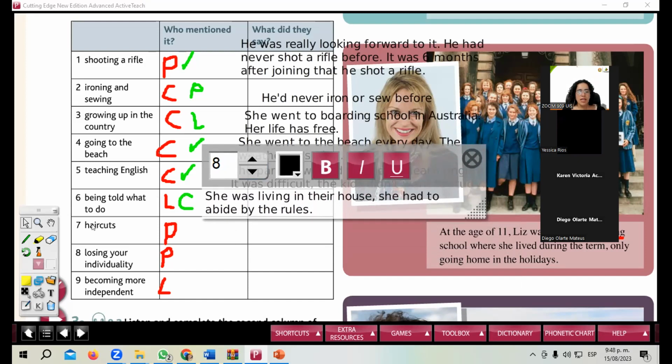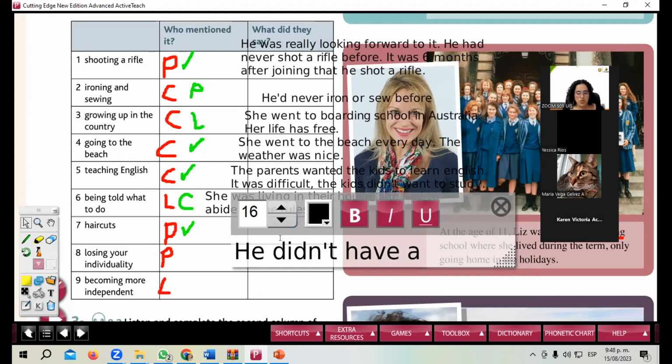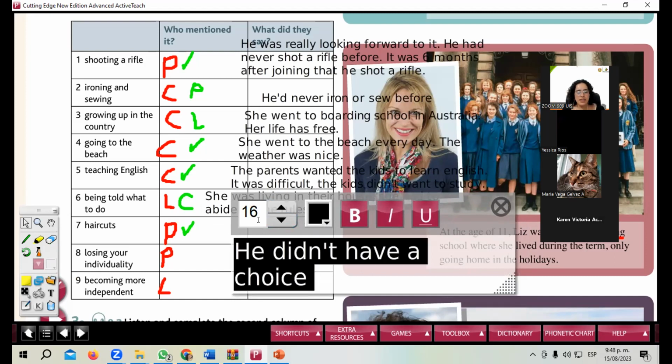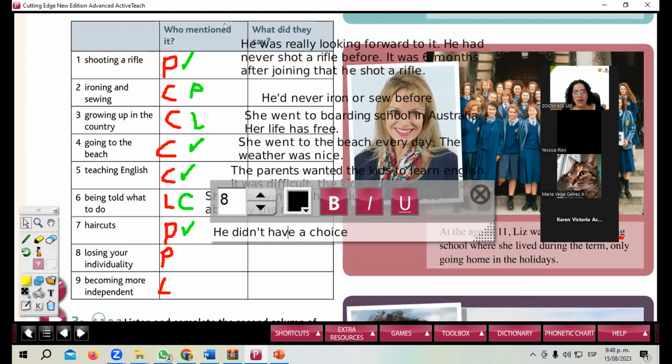All right, we're almost finished, guys. So let's check Maria Alejandra for haircuts. It was Peter? Yes. Okay, and what else did you hear about haircuts? He didn't have a choice for the haircut. Everyone had the same haircut. Yes, all the other men had the same haircut as well.